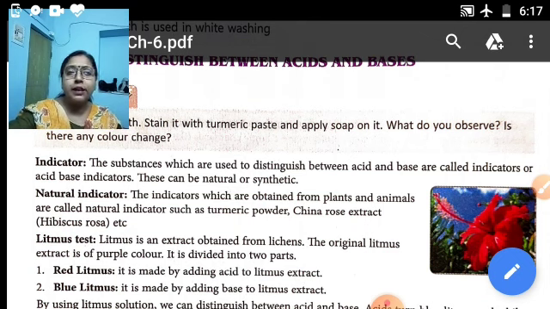So haldi powder is used as an indicator to identify the acid and base. If we apply acid on turmeric paste, then no color will change. But if we apply the bases like soap, then what will happen? The color will change from yellow to orange. So turmeric is applicable only to the bases but not to the acid. Next is the China rose indicator.